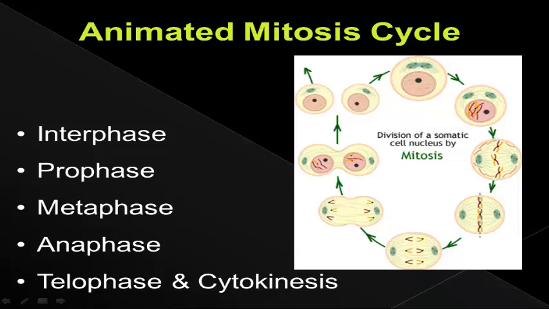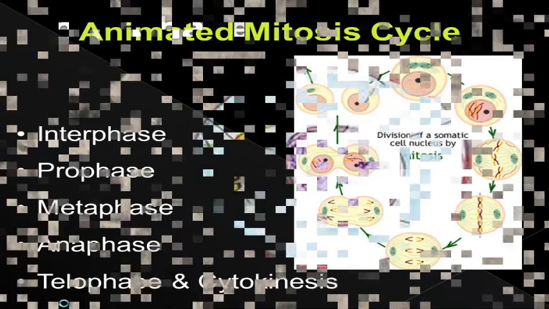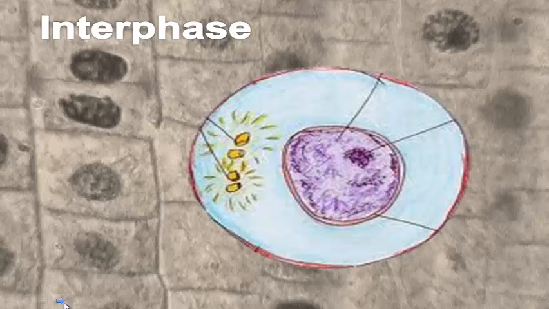Now, when we take a look at our different phases throughout this process, you will need to memorize these and know these: interphase, prophase, metaphase, anaphase, telophase, and then, of course, cytokinesis. So let's get started. Interphase.